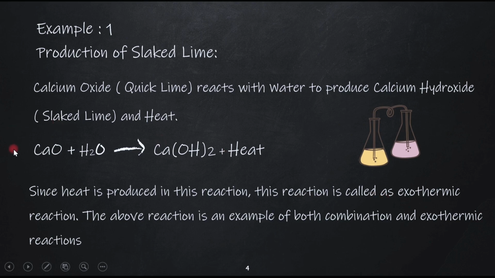This reaction is an example of both combination and exothermic reaction. Dear student, here the calcium oxide is one compound, water is another compound. Both of these compounds react together and produce only one compound, and hence it is a combination reaction. In this reaction, heat is given out. That is why it is also an example for exothermic reaction.